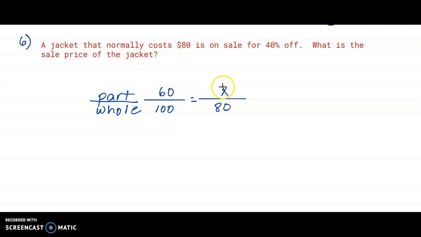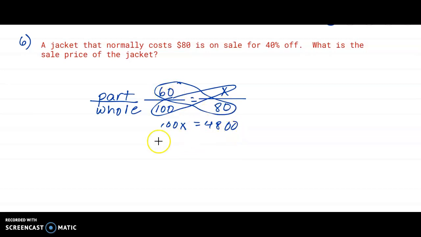So if I know I am paying 60%, then I could just find out what 60% of 80 is. So I'll set my proportion up this way, cross multiply. I get 100x equals 4,800 because 6 times 8 is 48, and then I add those two zeros, so I get 4,800. I divide by 100. x equals 48. So now I'm done. I don't have to subtract because I know I'm paying 60%.